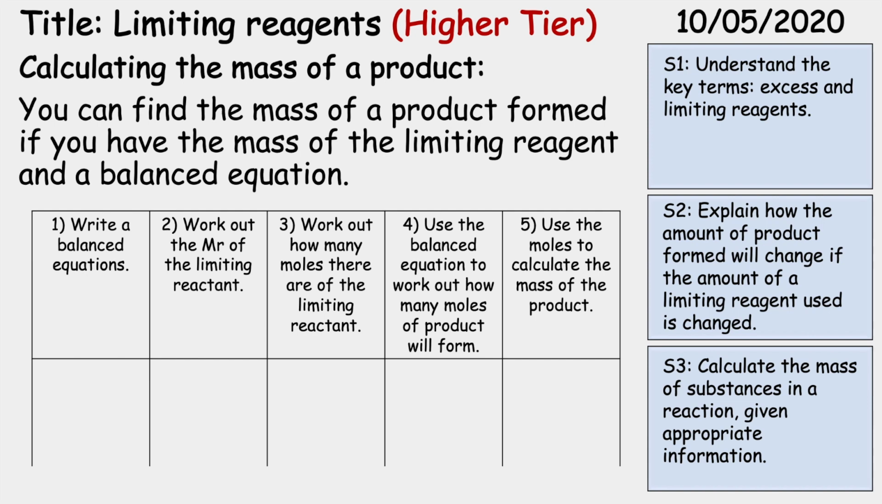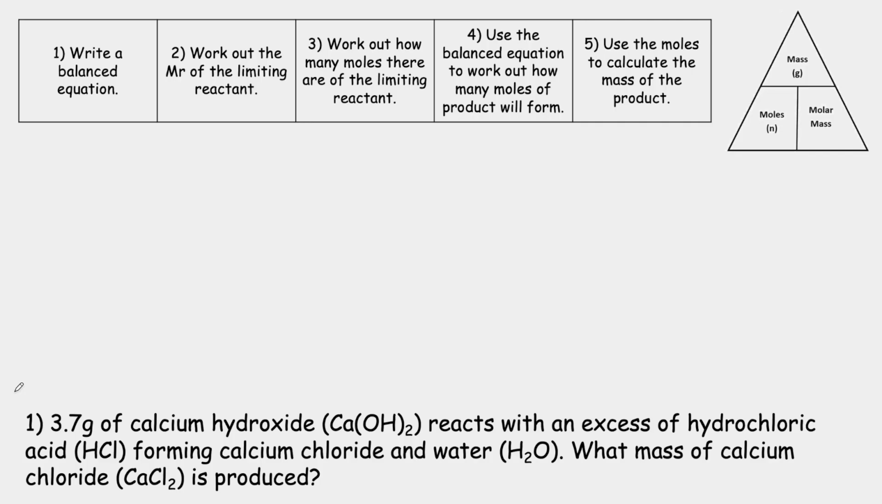And then use the calculation triangle, which we've looked at previously, to convert the moles and then work out the mass of the product. We're going to have a look at 2 examples today, and hopefully you'll see that if you follow these steps, it's not too difficult. The first example says 3.7 grams of calcium hydroxide reacts with an excess of hydrochloric acid, forming calcium chloride and water. What mass of calcium chloride is produced?